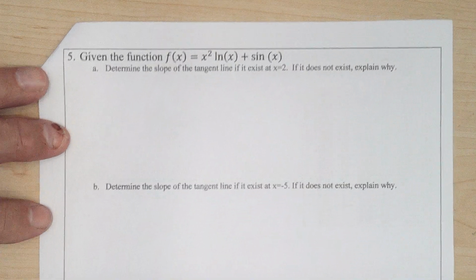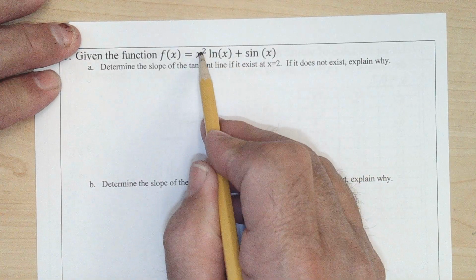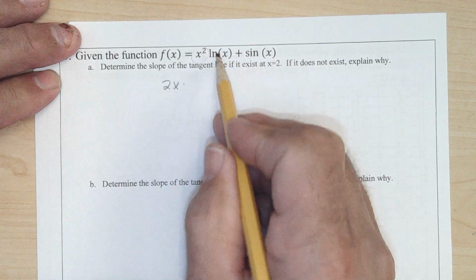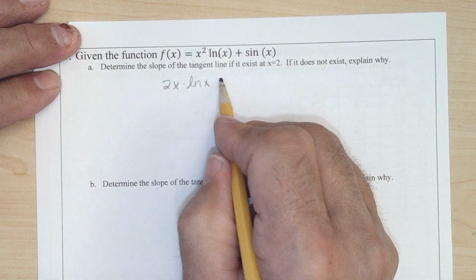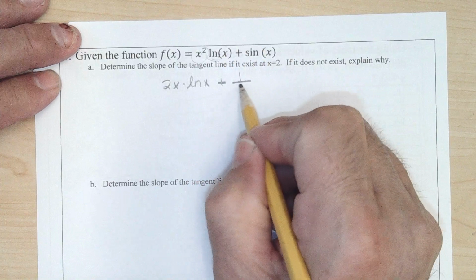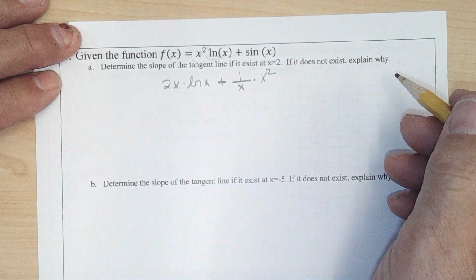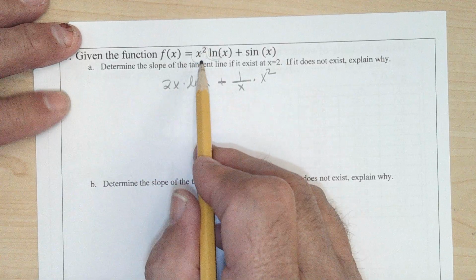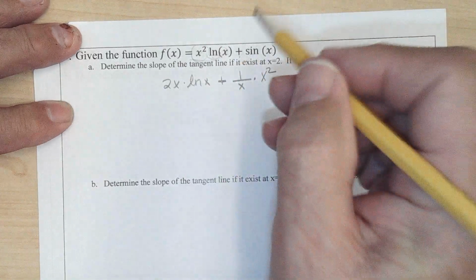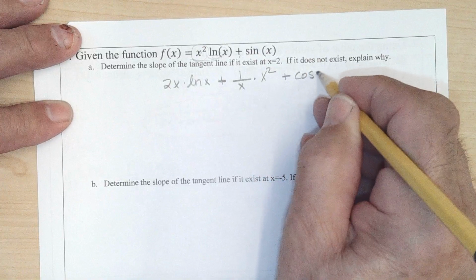Number 5. So we have a product. So we take the derivative of the first times the second plus the derivative of the second, and since it is just an x, it's just 1 over x times the first. That's the chain rule, or the product rule on these two. Then I have to do the derivative of sine x, which is cosine x.